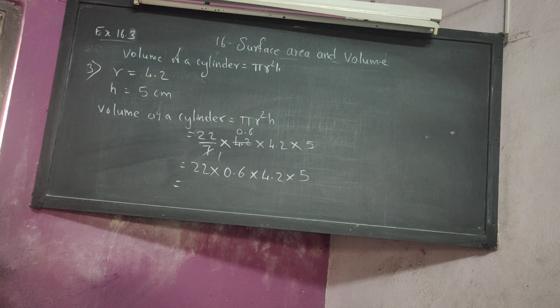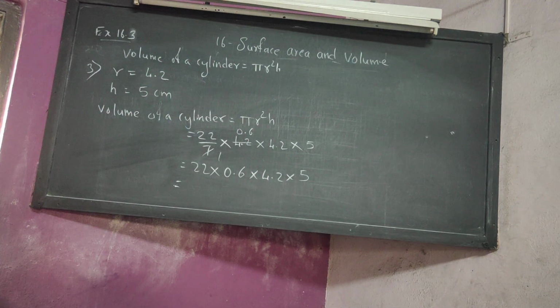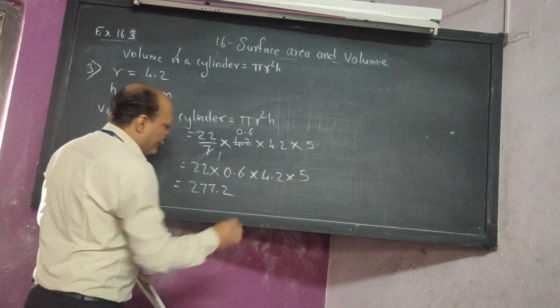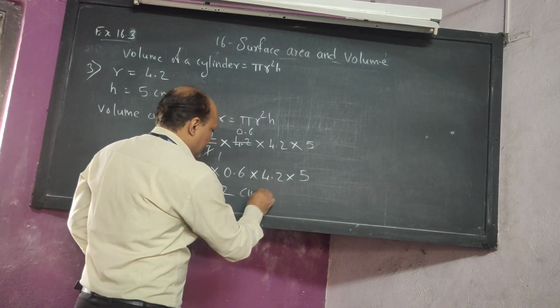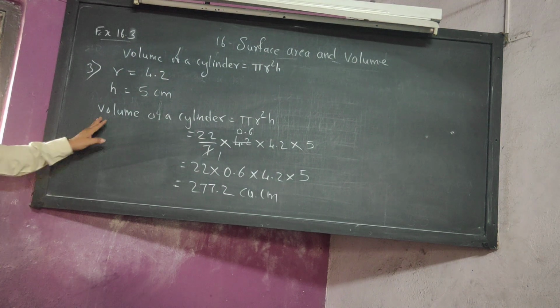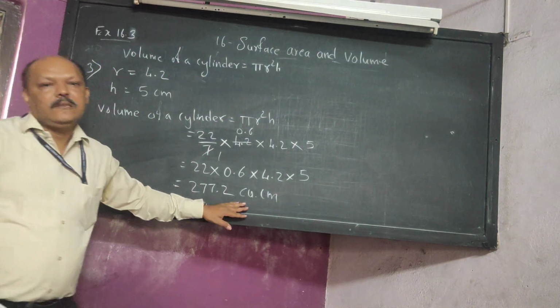Just do the calculation, students. 22 into 0.6 into 4.2 into 5. You will get the answer 277.2 cubic centimeter. I hope all of you understood this sum. The volume of the cylinder is 277.2 cubic centimeter.